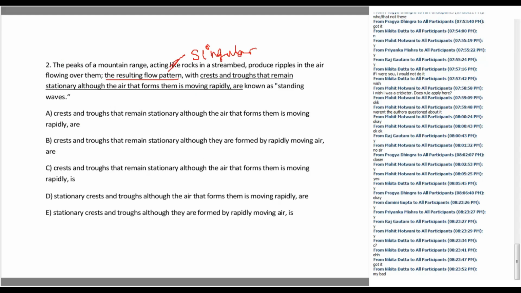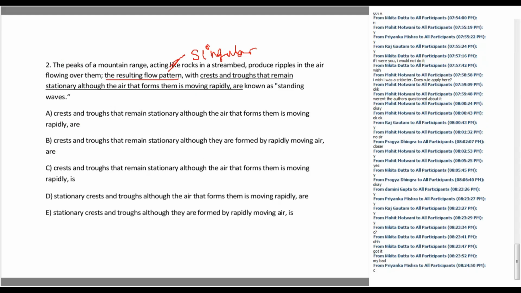Now this is all extra information about the resulting flow pattern. If this is all extra information, then you cannot use the word "are." The resulting flow pattern is known as standing waves. Yes or no? It is known as standing waves. That is another matter, that this resulting flow pattern has crests and troughs that remain stationary, although the air that forms them is moving rapidly. All that is extra information about the resulting flow pattern.